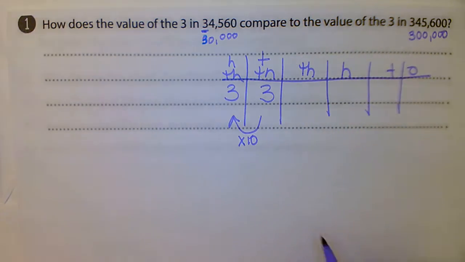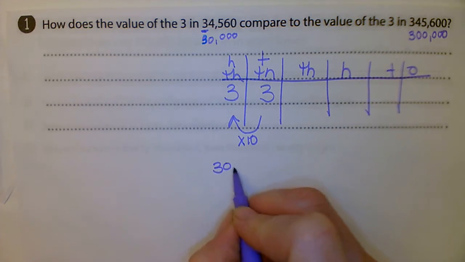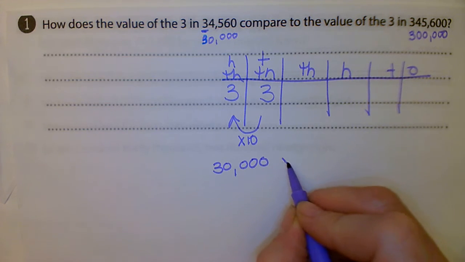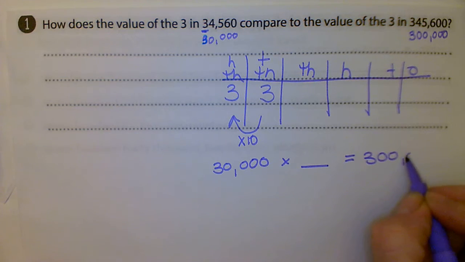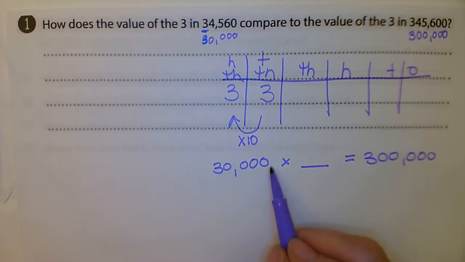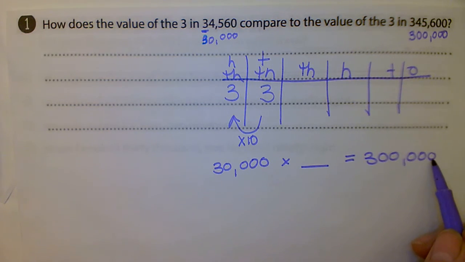Another way to show that would be to say that 30,000 times what is going to give me 300,000. Well, I'm going from 4 zeros to 5 zeros. And remember, whenever we multiply by 10, we get to add on a 0. Or this is 10 times greater than that. So these are some different ways of showing it.